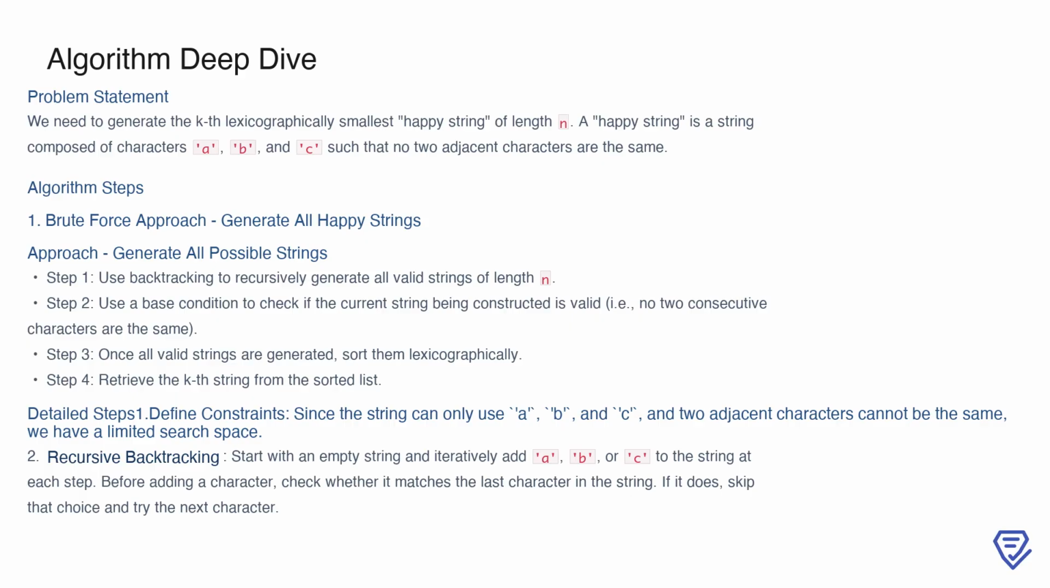Now, let's break the algorithm down further to understand it step by step. The constraints of the problem are critical here. We are limited to just 3 characters, and each new character must differ from the previous one. Using recursive backtracking, we can start with an empty string and build valid strings character by character. At each step, we check if the character we're about to add is the same as the last one. If it is, we skip that choice and move on to the next valid option.